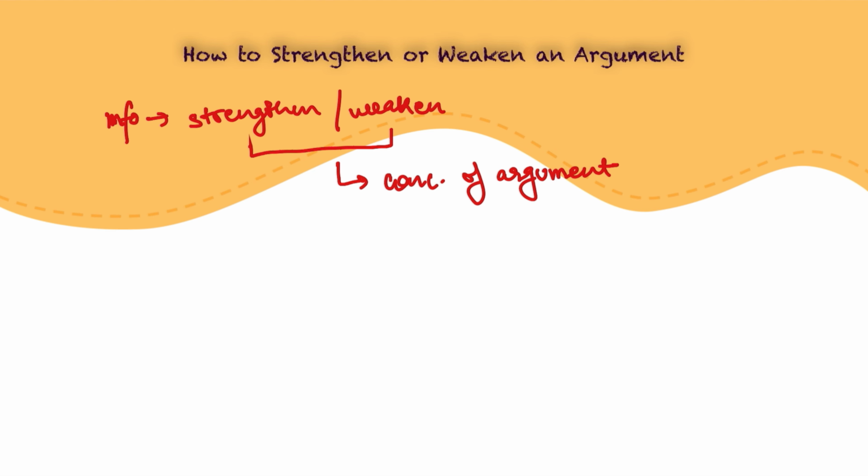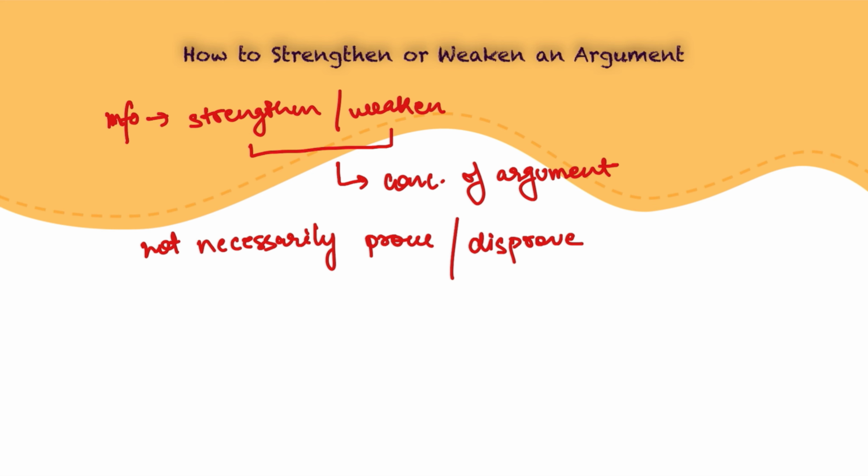A strengthener or weakener will not necessarily prove or disprove an argument beyond a shadow of doubt. It is not going to do that. It will simply increase or decrease the likelihood of that conclusion that follows from its support, right?